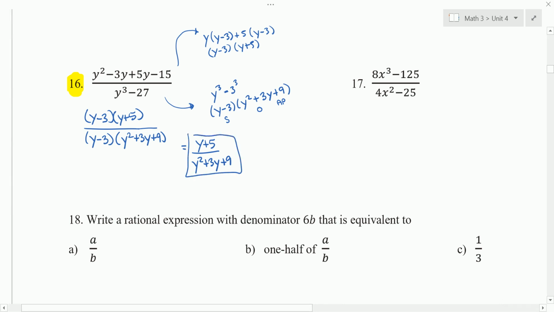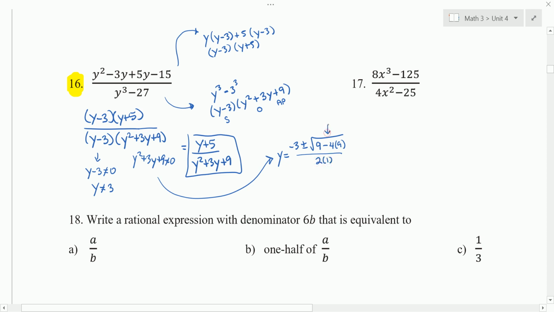And for excluded values, we cannot have y minus 3 equaling 0, which means y can't equal 3. And we can't have y squared plus 3y plus 9 equaling 0. But that's not so much of a problem, because when we solve for y here, we get imaginary numbers. Using the quadratic formula, we end up with y is equal to negative 3 plus or minus square root of negative 3 squared, which is 9, minus 4 times 1 times 9, all over 2 times 1.